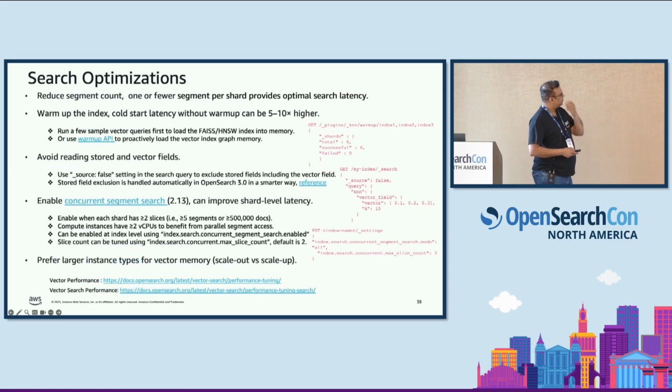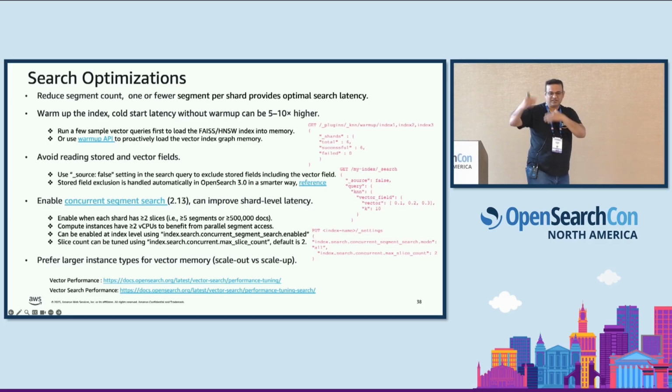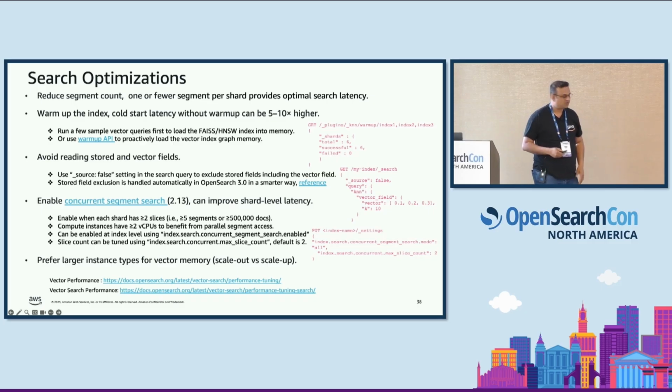And coming to search, again, from the previous slide, same thing. Reduce segment count; one or fewer segments per shard provides optimal search latency. And for vector fields, you could warm up the indexes by running a few queries, or there's a warm-up API which can be executed after you're loading a lot of vector data. Run this warm-up API, so it will put those vectors into memory, so that when production queries come in, they will be faster because it can take it from memory.